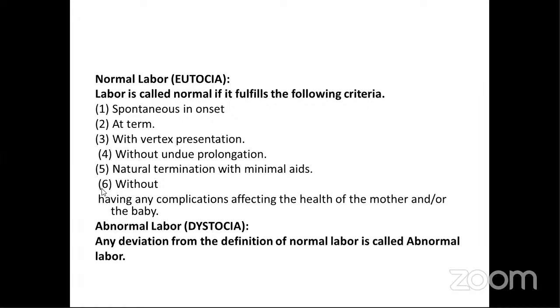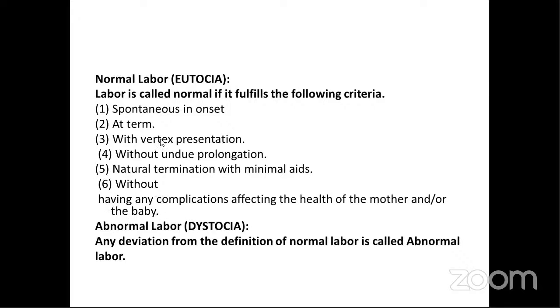Then the last one, that is without having any complications affecting the health of the mother or the baby. This is very, very important at the end of the labor, especially after the fourth stage of the labor. What we look for is that both the mother and the baby should be in a stable condition, and she should not be having any complications like PPH or hypotension or shock or any other issues. And of course the baby should be normal as well.